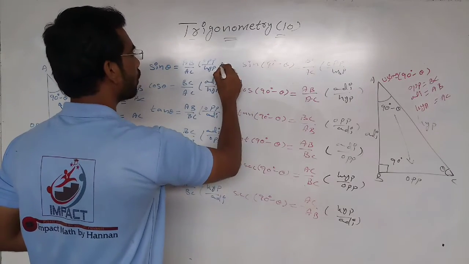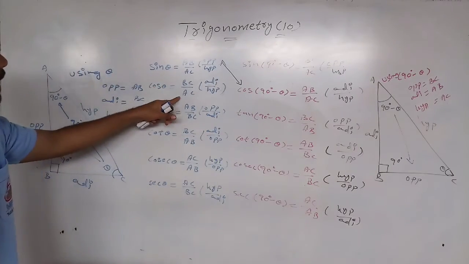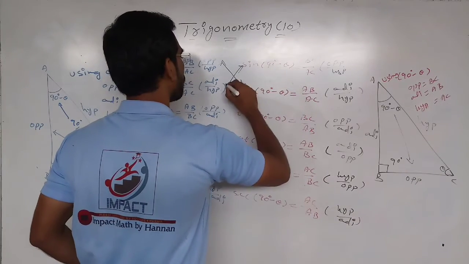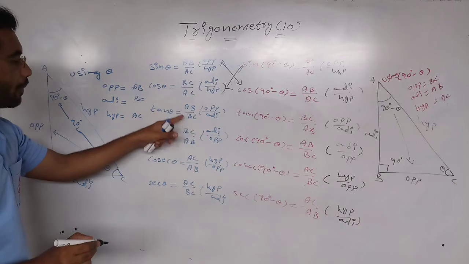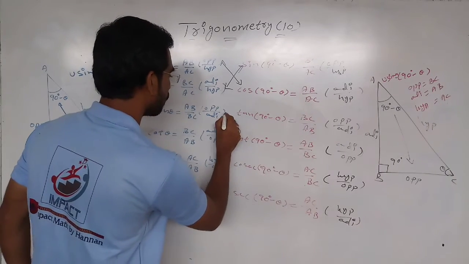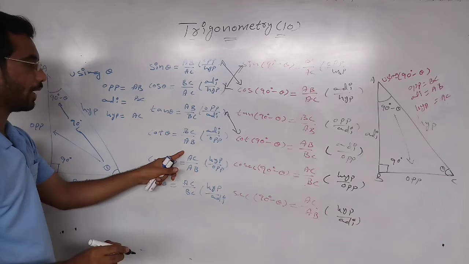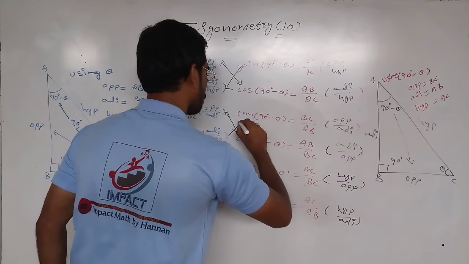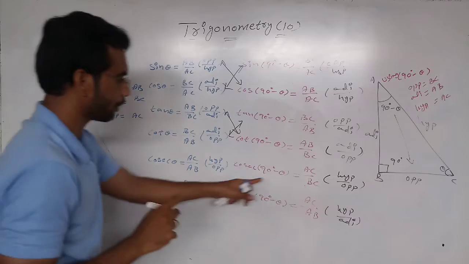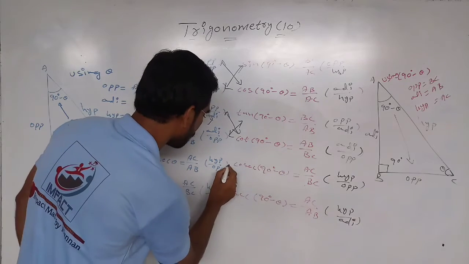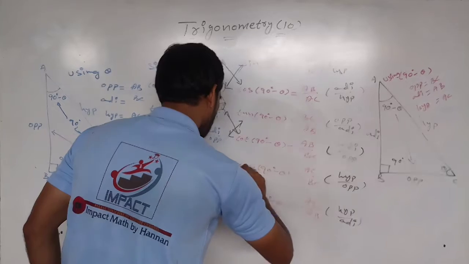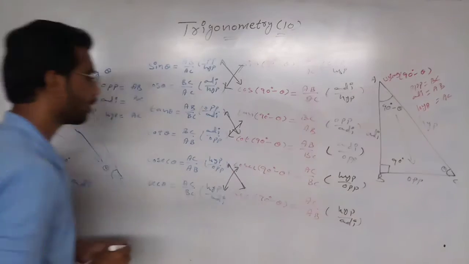That means these two are equal to each other. Next, BC by AC, BC by AC. These two are equal to each other. Next, AB by BC, AB by BC. These two are equal to each other. BC by AB, BC by AB. These two are equal to each other. Now, cosec, AC by AB. These two are equal. Next, AC by BC, AC by BC. Now, okay.